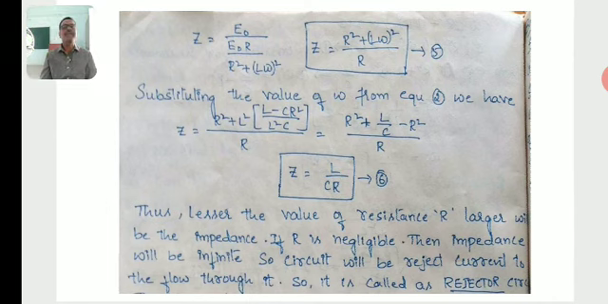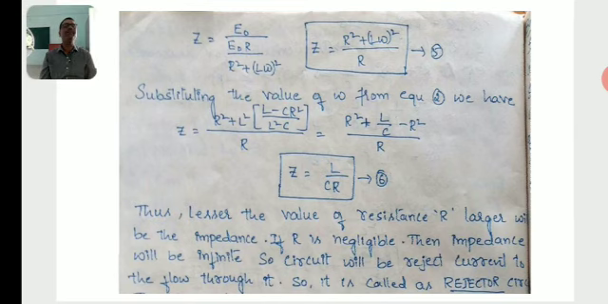Substituting the value of omega from equation 2, we have Z is equal to (R square plus L square into (L minus CR square) by L square C) by R, which is equal to (R square plus L by C minus R square) by R. Then finally we get Z is equal to L by CR. Let this be equation number 6. That means the expression for impedance.